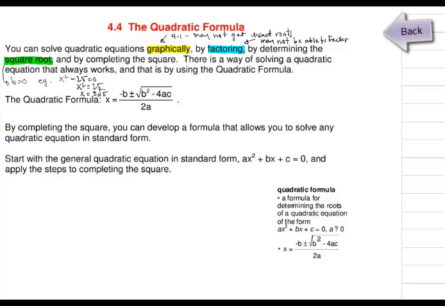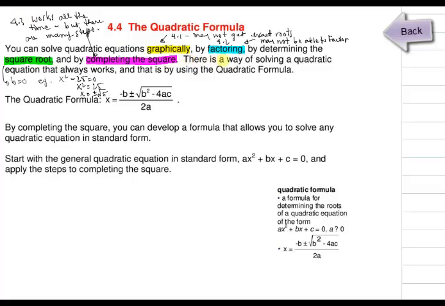And then, of course, by completing the square, which we did in 4.3, and completing the square works all the time. The problem with that is there are a lot of steps. So we did factoring in 4.2, and we did completing the square in 4.3.